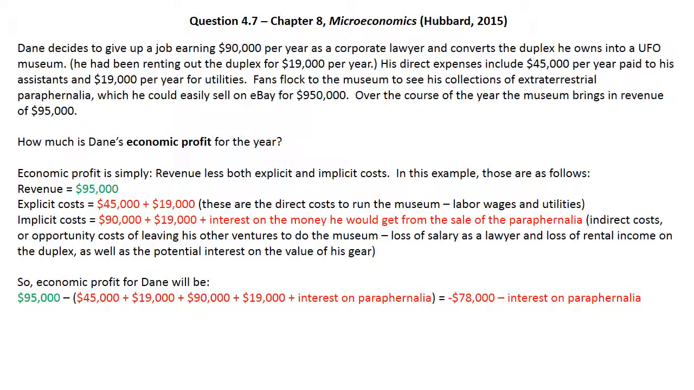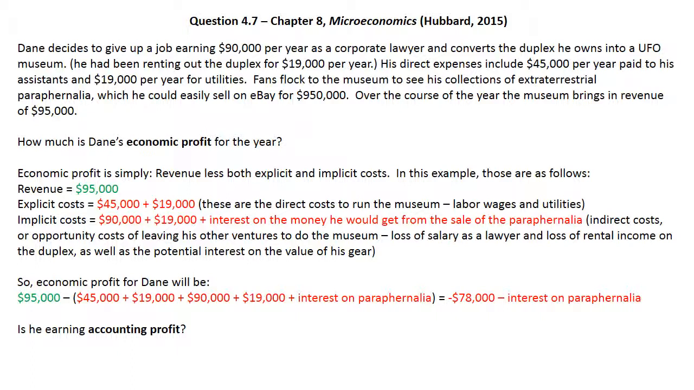So economic profit for Dane will be $95,000 less all of his explicit and implicit costs, which gives us a total of negative $78,000 less the interest on the paraphernalia. So Dane is making a negative economic profit, or we could say he's making an economic loss on this venture. So is he earning an accounting profit?